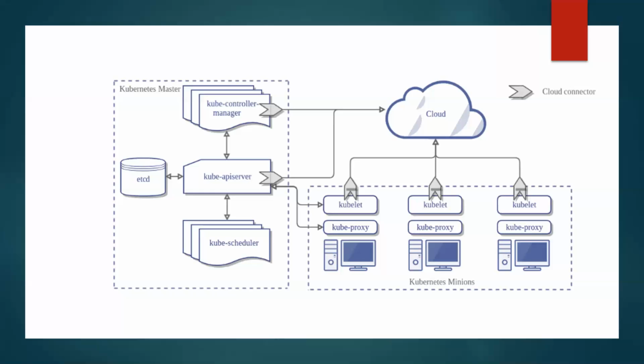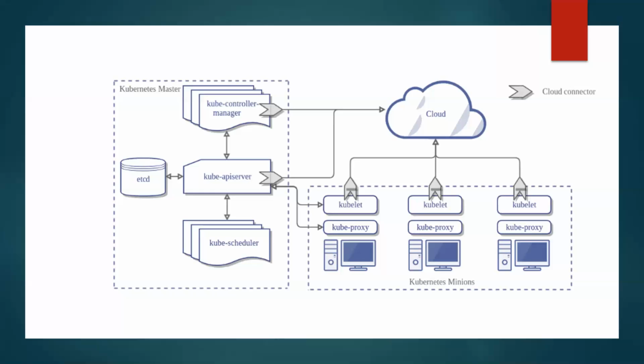So none of the components is talking with each other directly. If you look at the kube control manager and etcd, they are not talking to each other directly. They are using the API server as a mediator for the information being passed from etcd to the control manager. Okay, so coming to the next component, which is the kube scheduler.